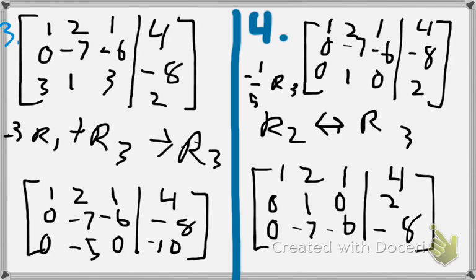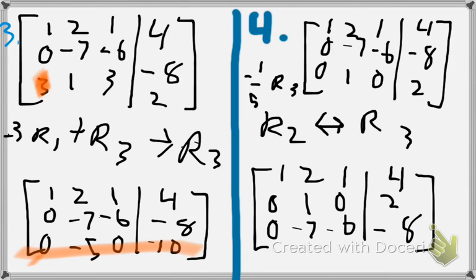And then next, you want this 3 right here to become a 0 because of the order and the goal. In order to do that, you do negative row 1 plus row 3, and that equals row 3. And then you get this.